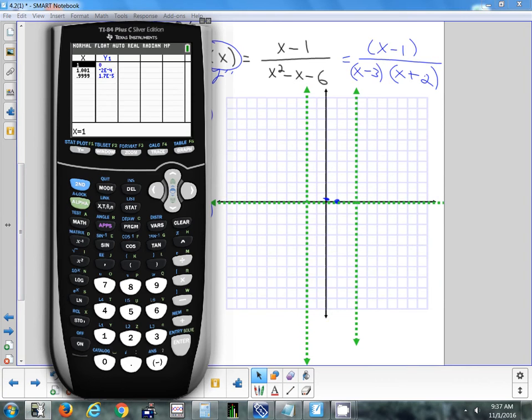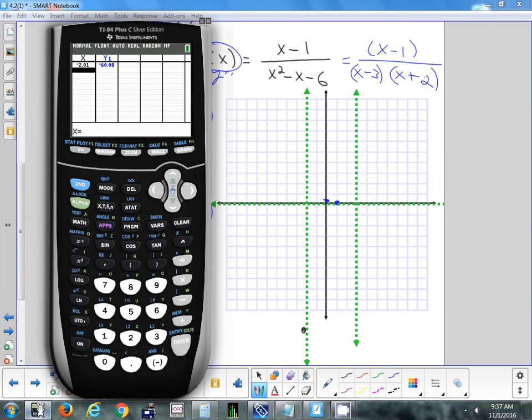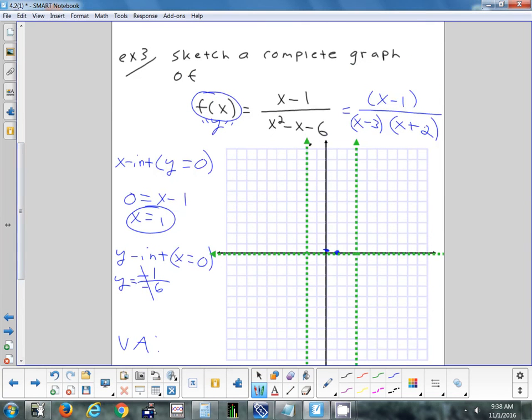Okay, let's try a value very close to -2. What's a value just to the left of -2? -2.1. Even closer, -2.01. Okay, I'm way down at -60. So just to the left of -2, way down there. What's a value just to the right of -2? -1.99. And all of a sudden now we're way up at +60. Way up here.